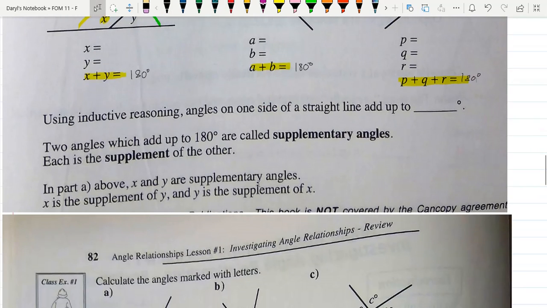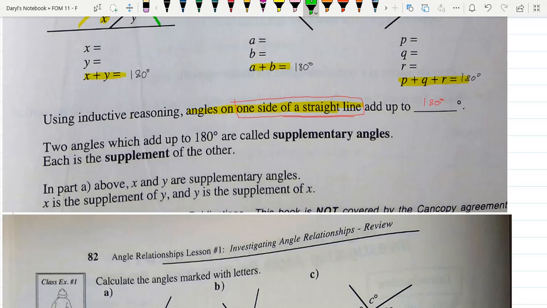So angles on one side of a straight line, so based on the results that we have, we can say that the angles on one side of a straight line, so as long as that is a straight line, it will always add up to 180 degrees. So one side, important thing to note, they're lying on a straight line, the sum will always be 180 degrees.